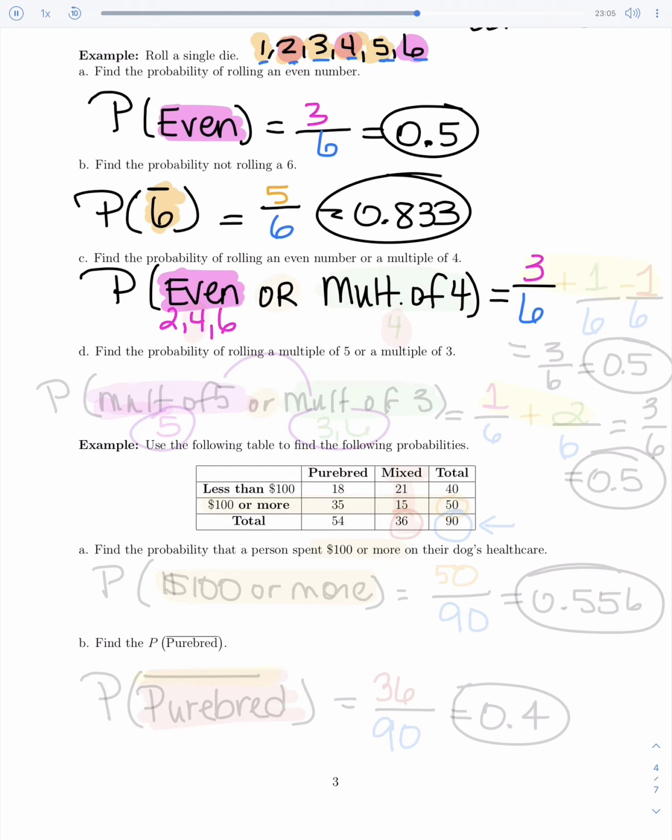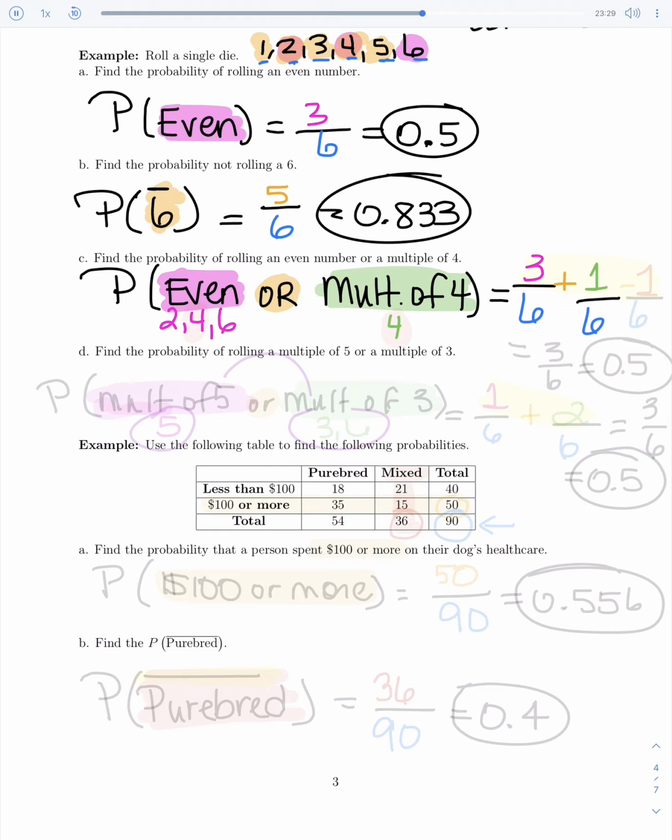Just like before in all these other problems, our or means that we're going to be adding. And what are we adding? We're looking at multiples of 4. Well, there's only one multiple of 4 on a die, and that's the number 4. So there's only one way to get a multiple of 4, and that's the number 4. Out of, again, a total of 6.